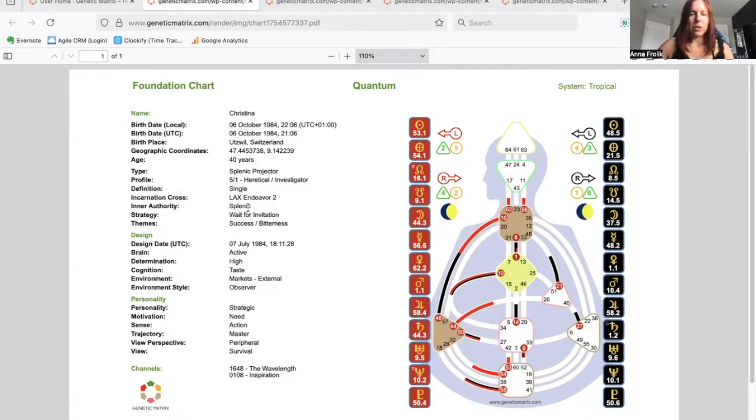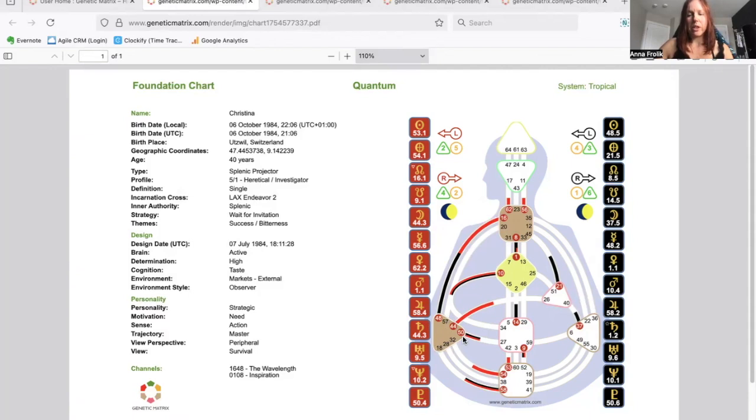So this is really your decision-making process. And so whenever you receive an invitation, it's important to check in with your splenic authority to make sure that this is actually the correct invitation for you, which means that it's actually aligned for you to say yes to it. Just because you're being invited, it doesn't mean that you have to say yes to that invitation. So you always want to check in with your splenic authority.